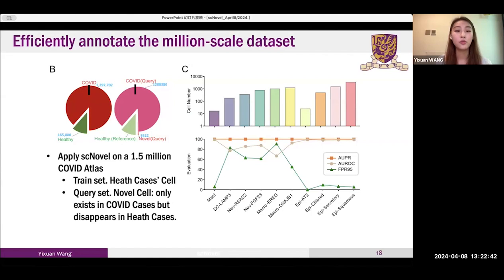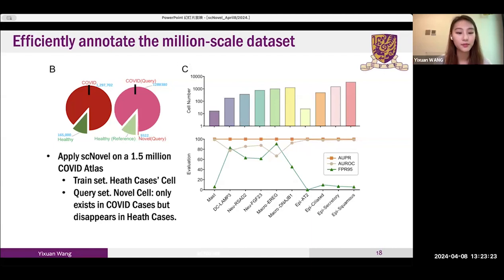To further validate the robustness of our performance on the large and imbalanced dataset, we apply scNovel on a million-scale COVID-19 immune atlas. This dataset consists of more than 1.5 million samples, and in total has 64 cell types. We can see in figure B that the healthy group only has 54 cell types. Thus, there are 10 remaining cell types that only exist in the novel group, the COVID group.